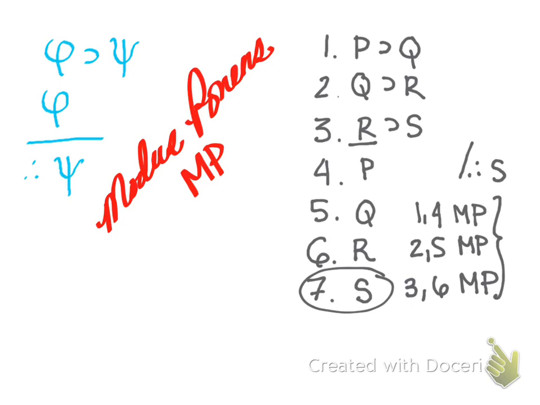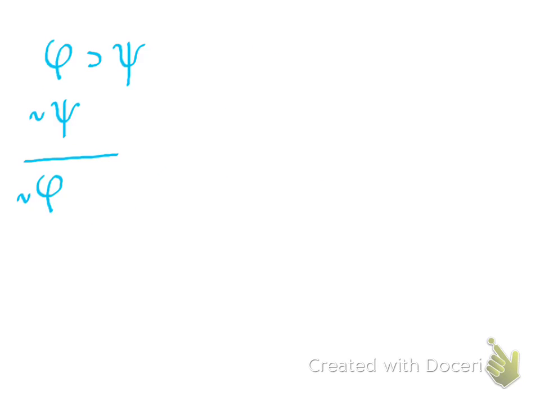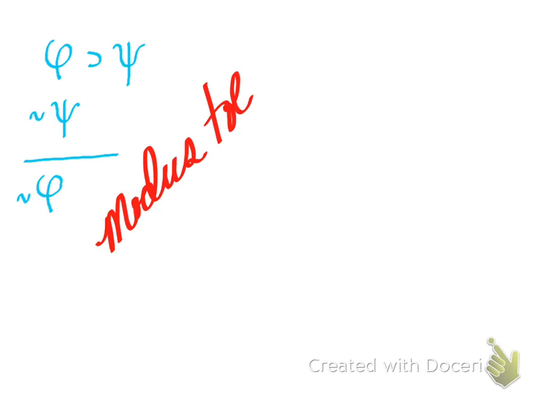Okay, let's look at our next rule. The next rule is called modus tollens. And we'll abbreviate that MT. So what modus tollens says is that if you have a conditional and you have the negation of the consequent of that conditional, then you can put on a new line the negation of the antecedent of that conditional.